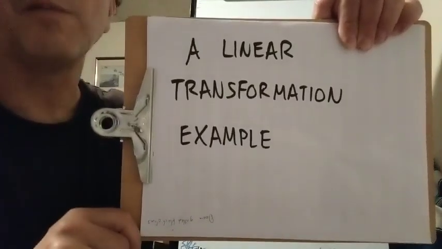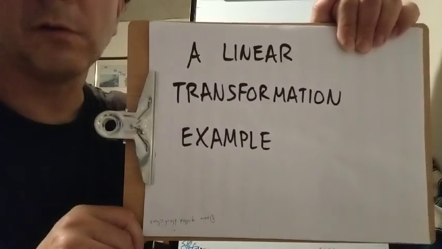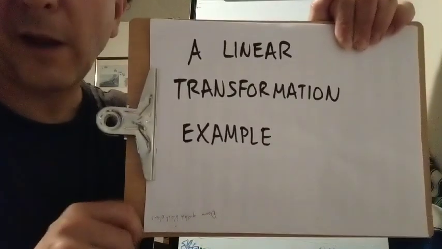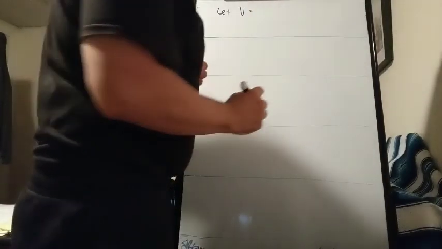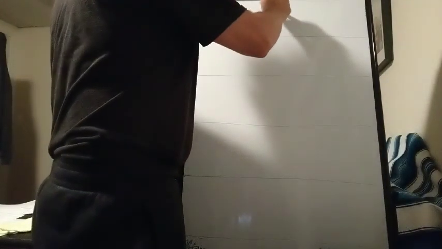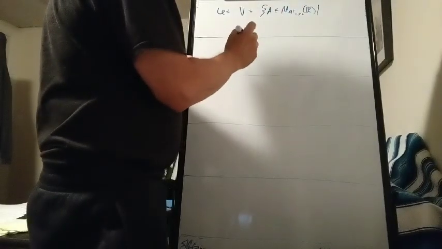Before we move on to another topic, I want to do a more substantial example of a linear transformation. Then I want to come back to this example several times in the future. So let's let V be the set of 2 by 2 matrices where the diagonal entries sum to 0. So A11 plus A22 equals 0.